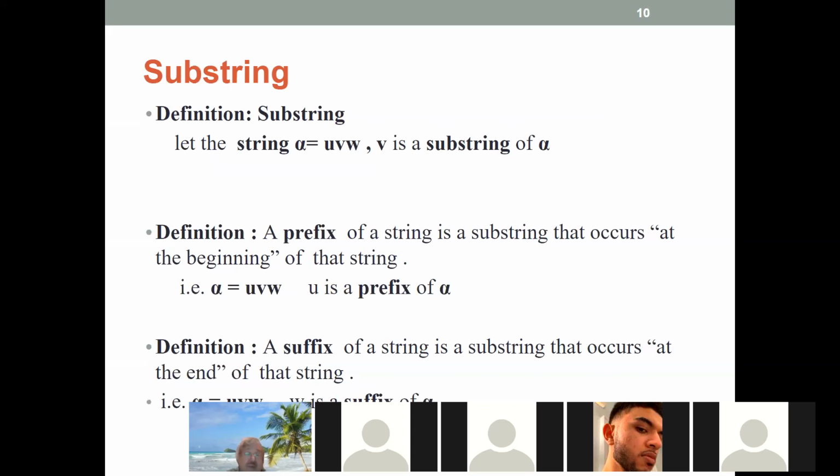Okay, another definition. A prefix of a string is a substring that occurs at the beginning of that string.